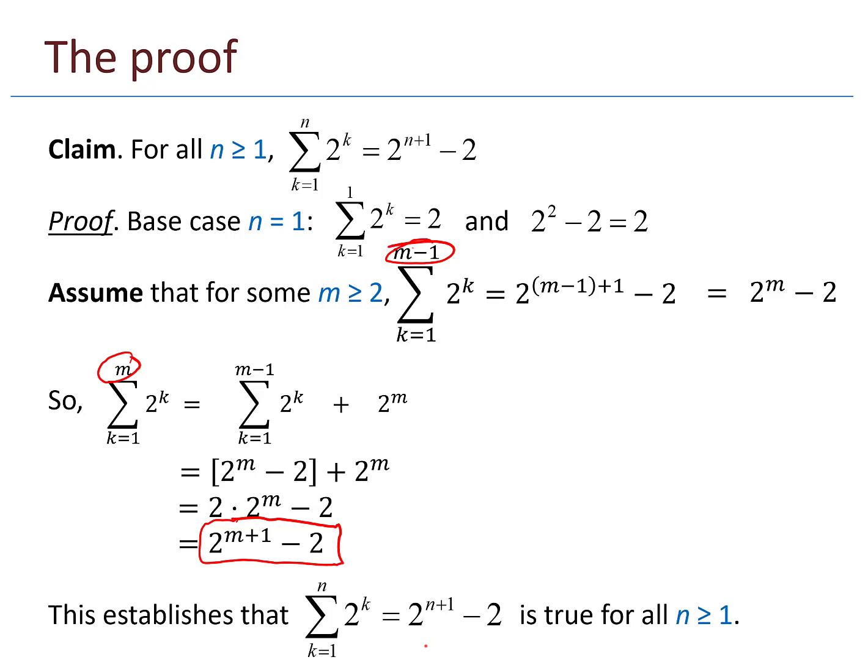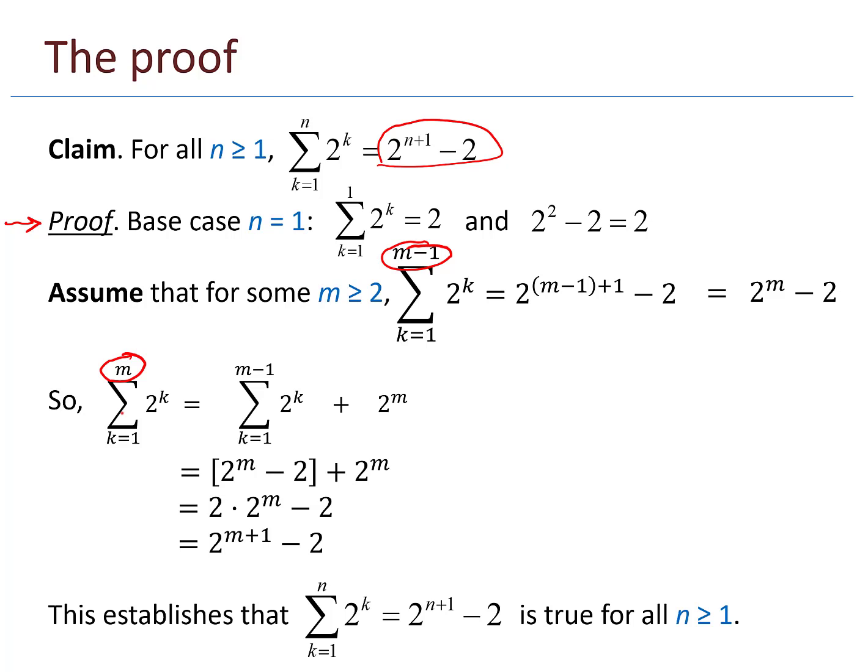So just to run that through very quickly, remember, I show that the closed formula works with n equals 1. I assume that the closed formula works when I sum up to m minus 1. Under that assumption, I prove that the formula works when I sum all the way up to m. Therefore, I know that the closed formula works when I sum up to any number.